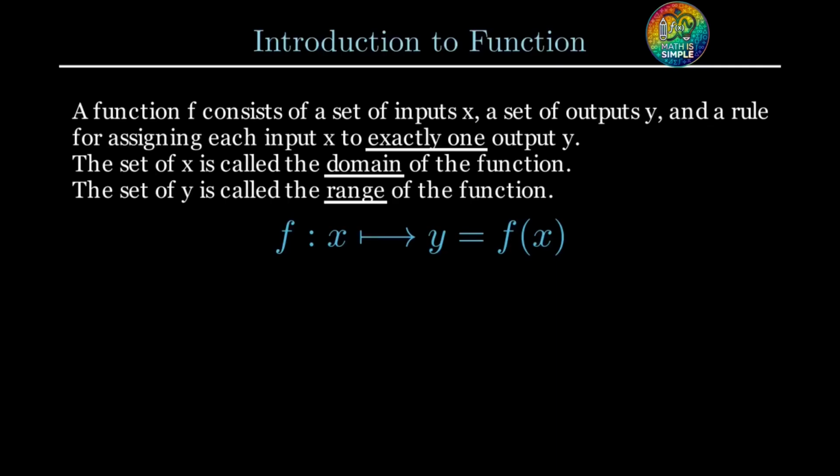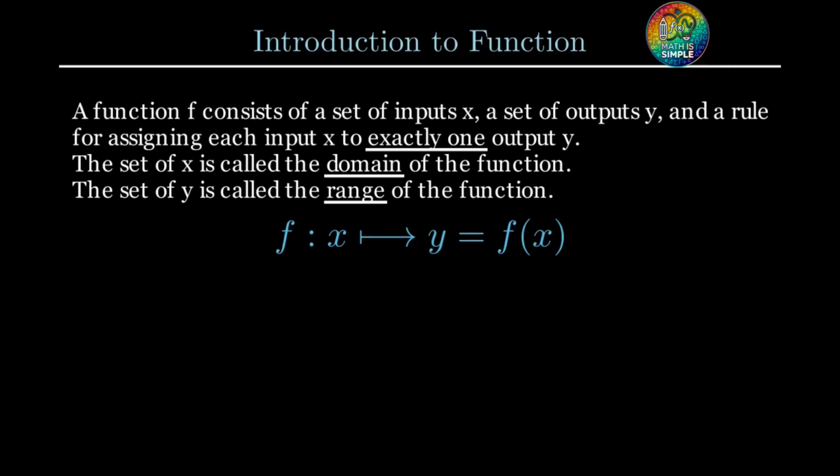Take a look at the notation in blue. This is read as f is a function mapping x to y, where y equals f of x. It simply means y depends entirely on whatever value we substitute for x.